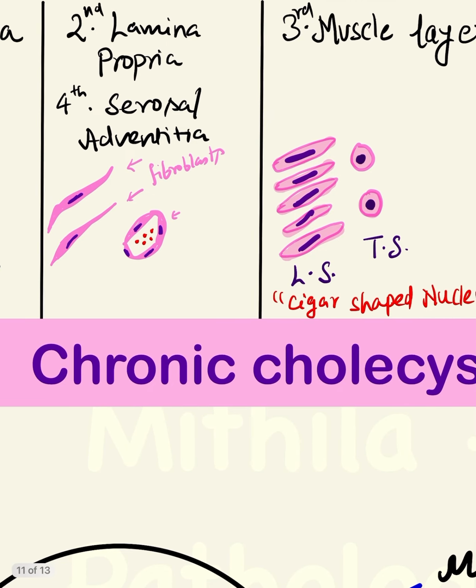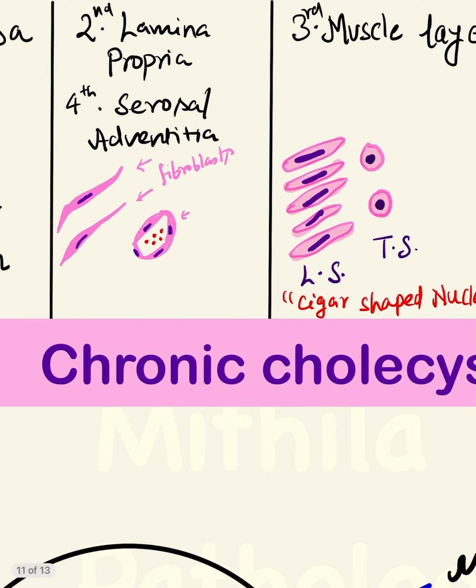RBCs. These fibrovascular connective tissue elements will be seen both in the second layer, the lamina propria, and also in the fourth layer, the serosa or adventitia.